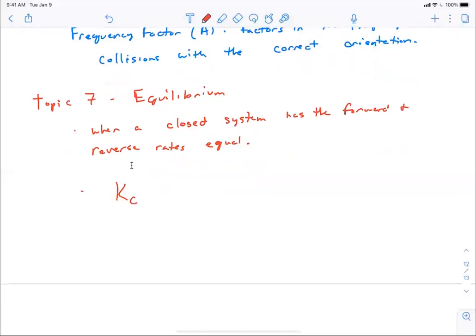And we mathematically represent equilibrium as K or Kc. And remember, we do it as products over reactants raised to their coefficients.